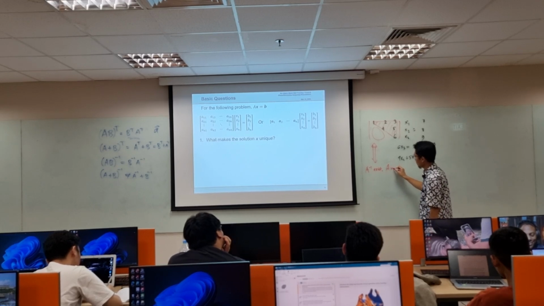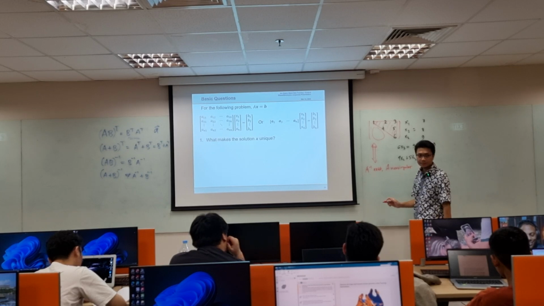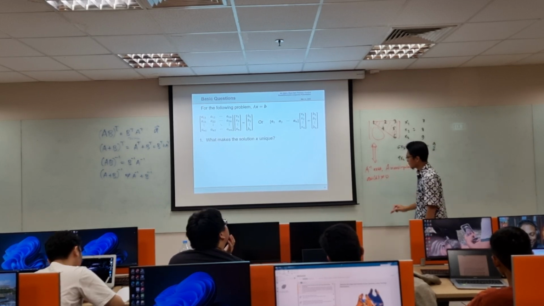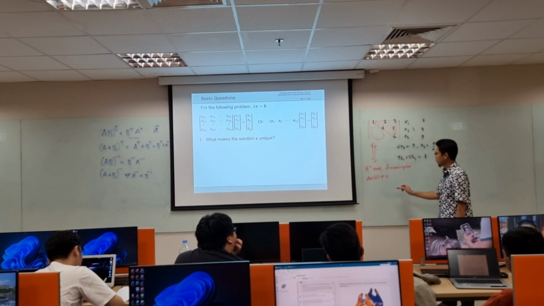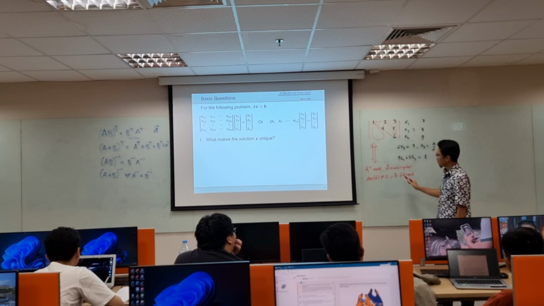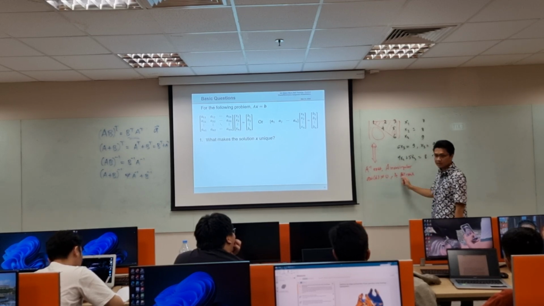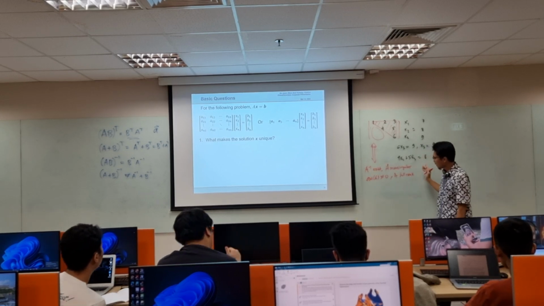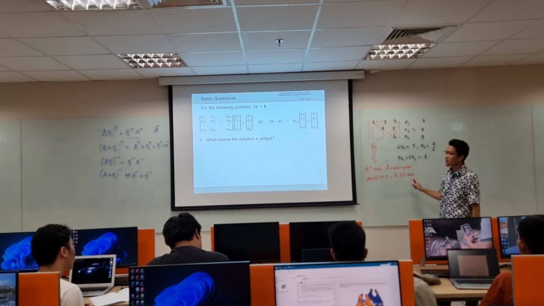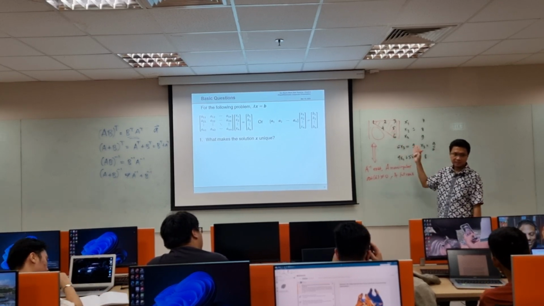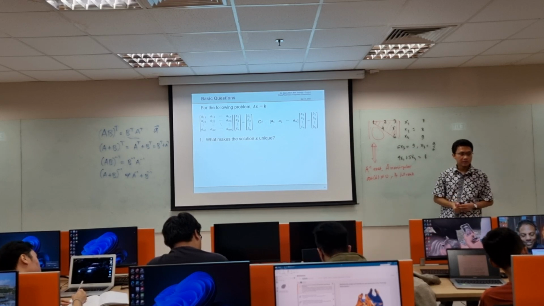Yeah, A non-singular. What else? Determinant of A is non-zero. What else? A full rank. They are the same condition. So if A satisfies any of these conditions, then we can make A to be this. Then the solution is unique.